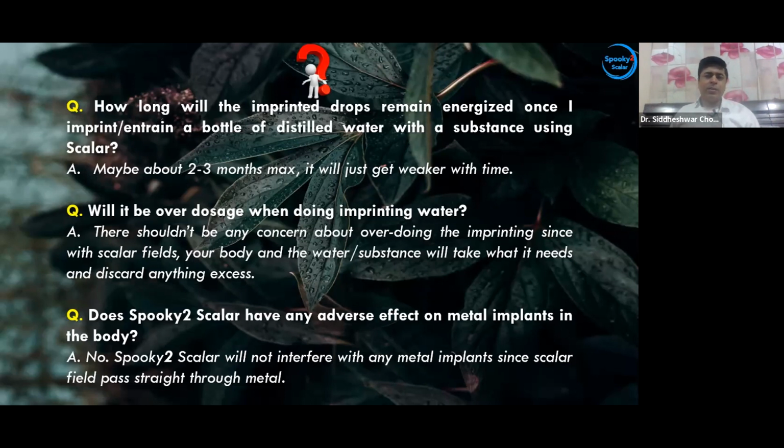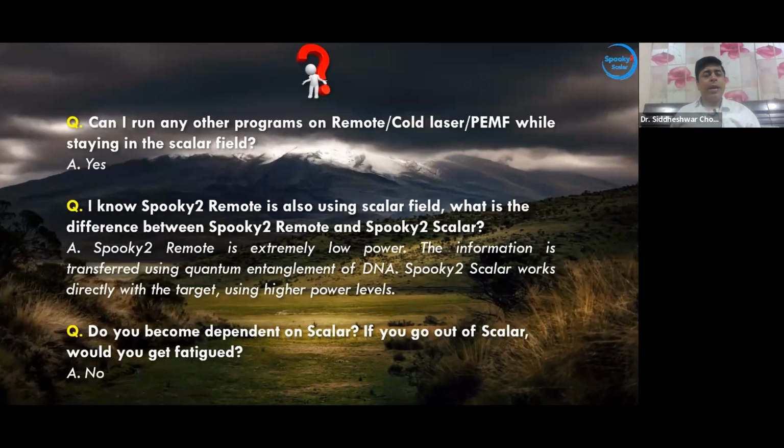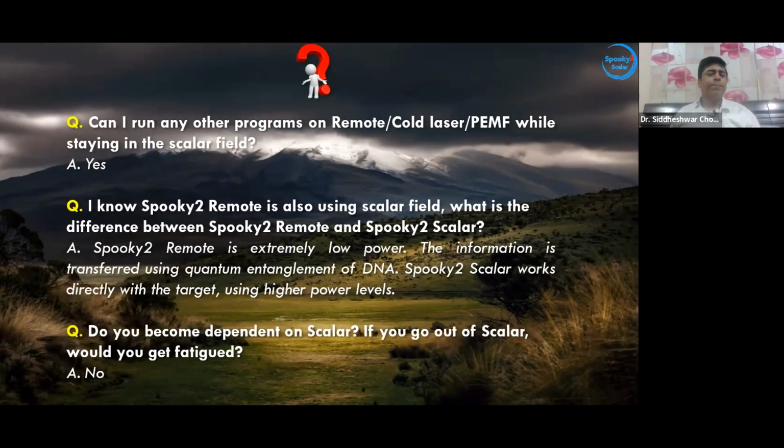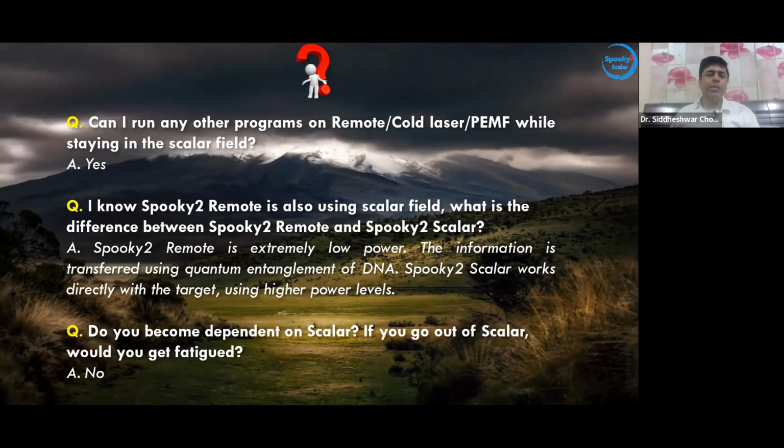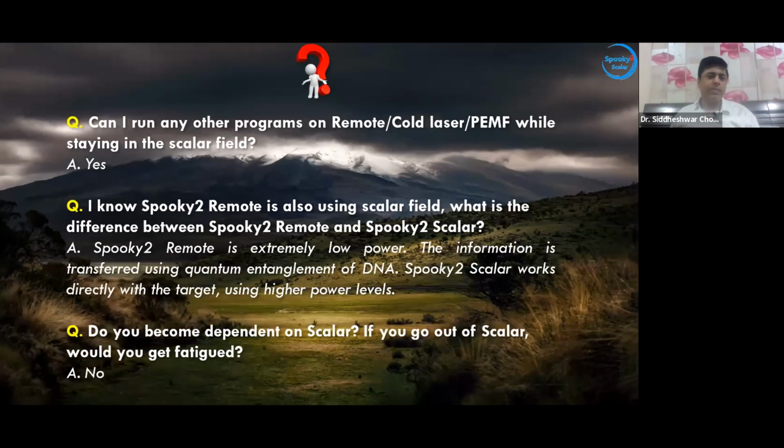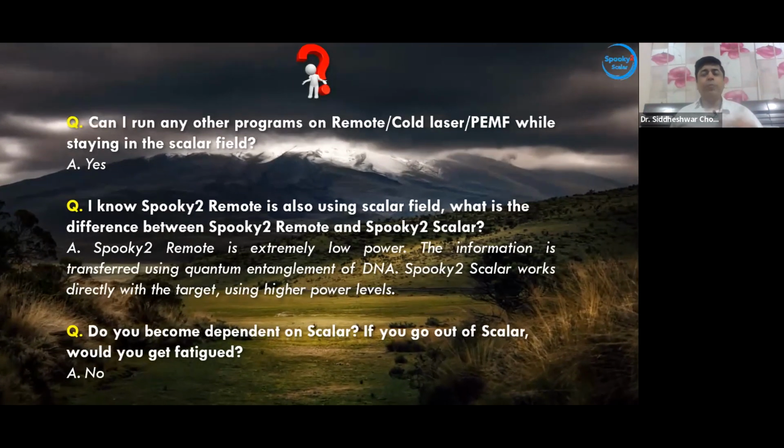Any adverse effects of scalar on metal implants? No, it will not interfere with any metal implants, because the scalar passes through metals as we discussed. Can you be using any other modes while using scalar? Of course, yes. It will be actually more beneficial.